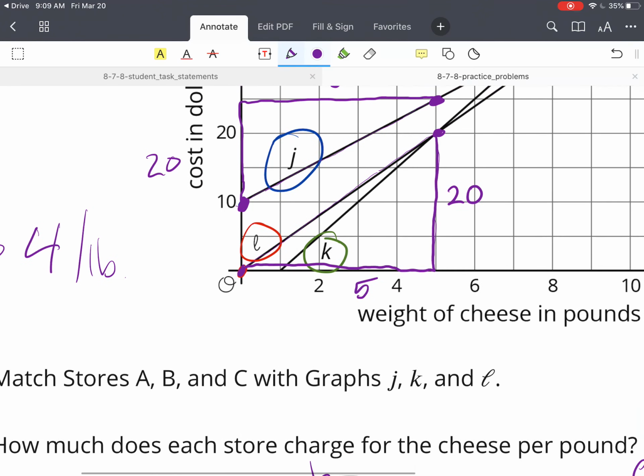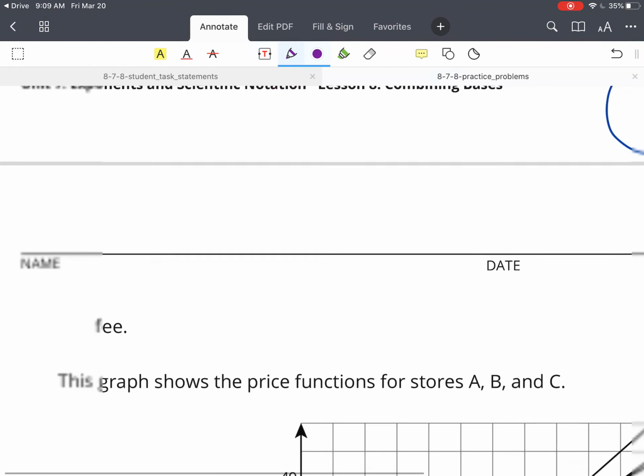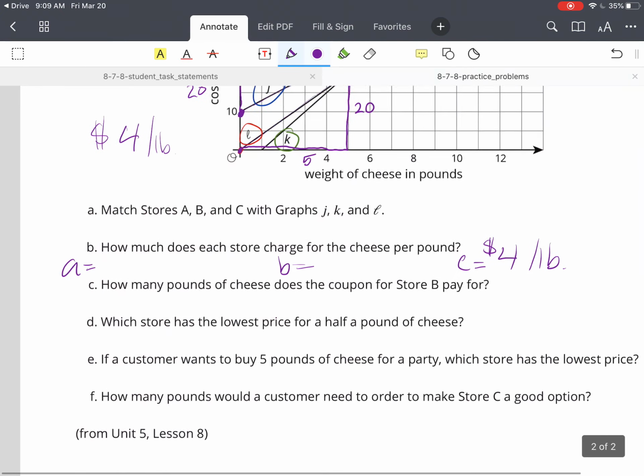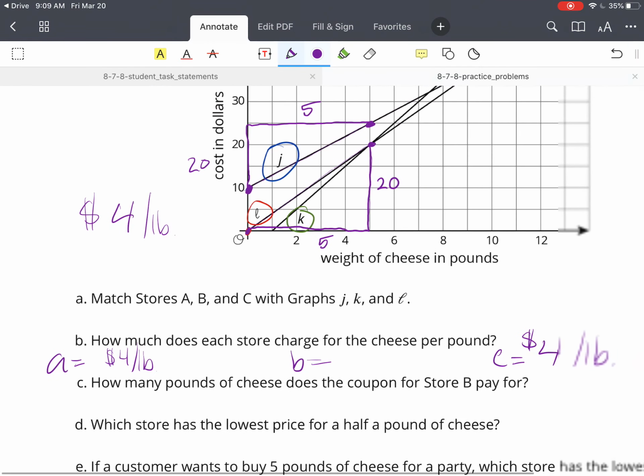So, it went up by 20. It's 5 cheeses. It's the red one, right? So, that's 20 divided by 5. That's $4 per pound. The red one is the first one. So, it's $4 per pound.